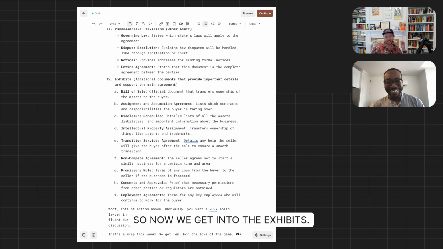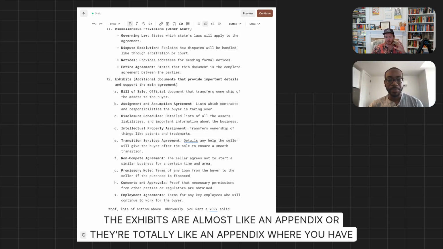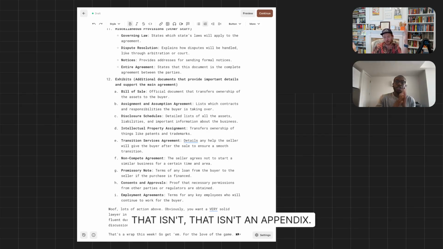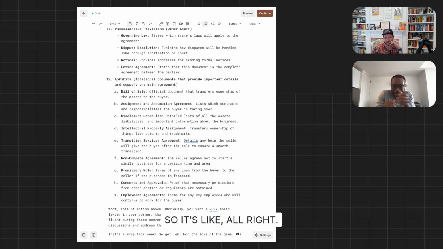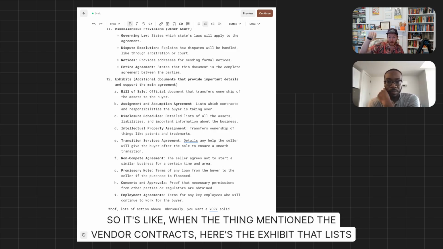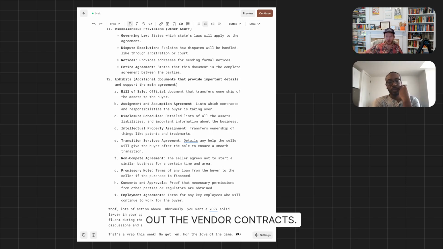So now we get into the exhibits. What are the exhibits? The exhibits are almost like an appendix, or they're totally like an appendix. You have the main thing, and then you have the appendix, which is a level of detail, like the due diligence. It's like, here's all the stuff. When the agreement mentions the vendor contracts, here's the exhibit that lists out the vendor contracts.